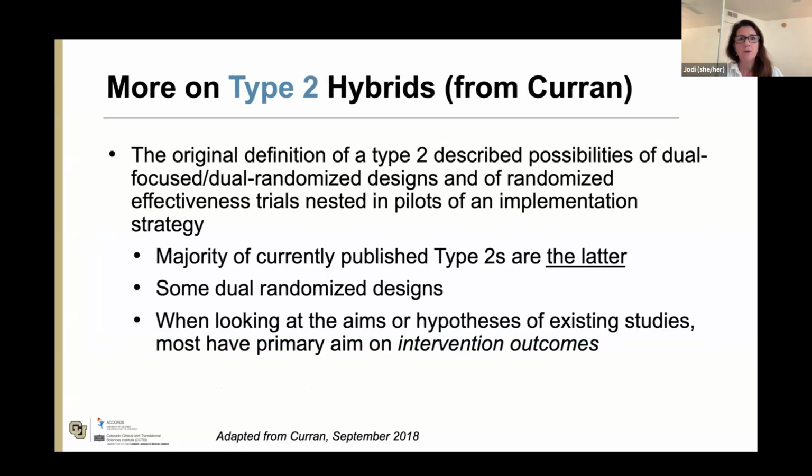Type 2 hybrids: the original definition described dual focus, but they're really randomized effectiveness trials nested in pilots of an implementation strategy. And the majority of type 2s do tend to be the latter. Some do dual randomized designs. That is more complicated and you need more sites, probably. So anyway, looking at the aims or hypotheses of existing studies, most have a primary aim on the intervention outcomes.